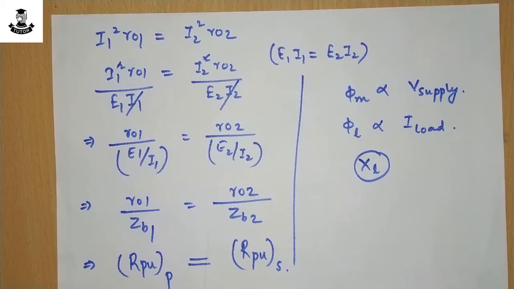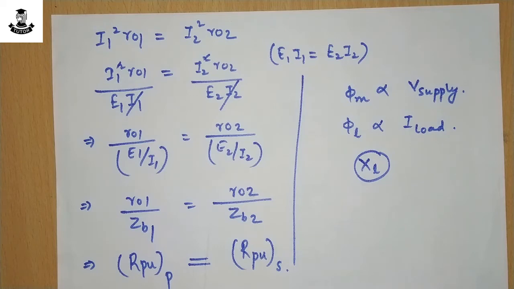The voltage induced due to main field flux is represented by another lumped inductive parameter because these are statically induced EMF, and this lumped inductive parameter is known as the magnetizing reactance Xm.